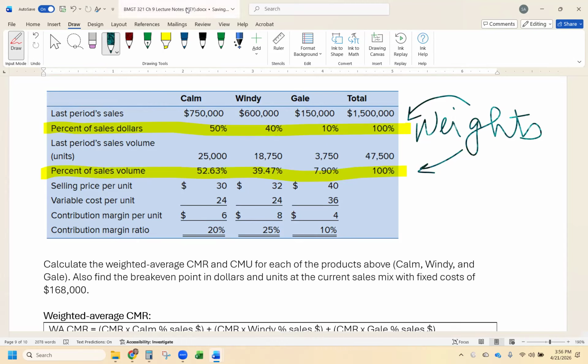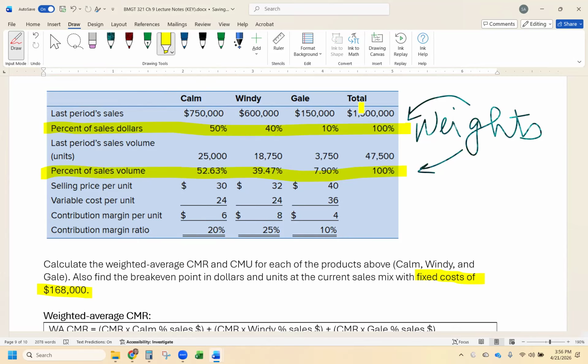So we just want to have the one graph that has fixed costs of 168, and it has to combine all 3 of these units together in that graph. So we're going to weight the numbers and then add the weights up after we multiply it, and that'll give us an omni price, an omni VCU, an omni contribution margin per unit, and an omni ratio. We can do that for all of them.